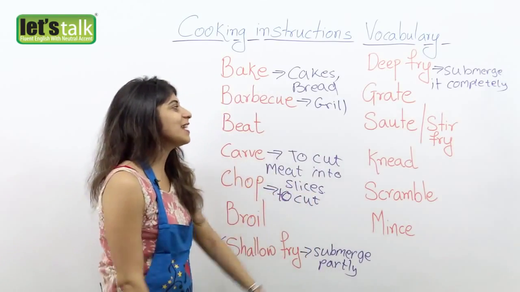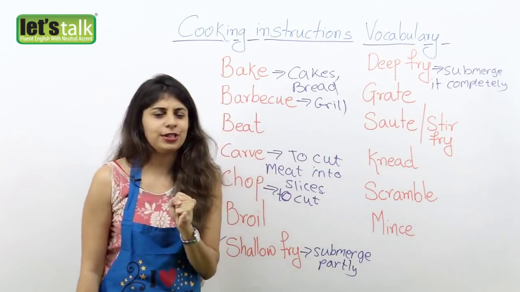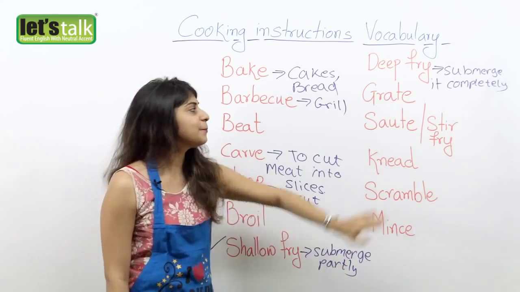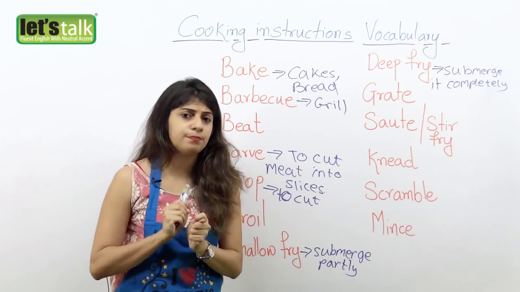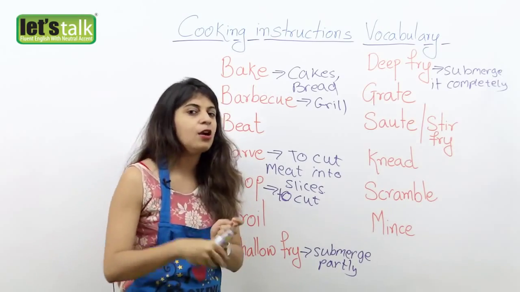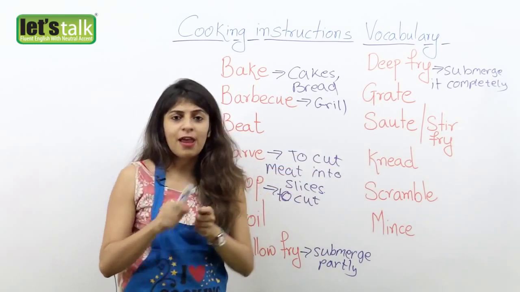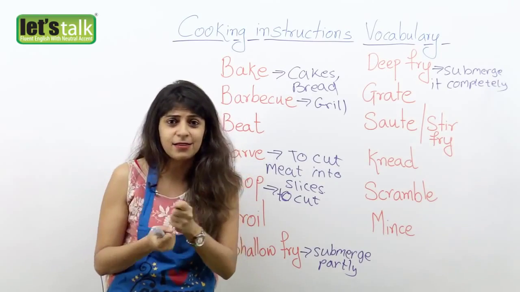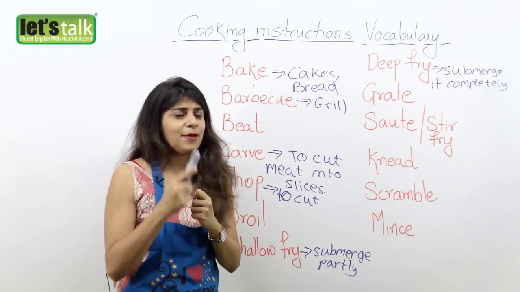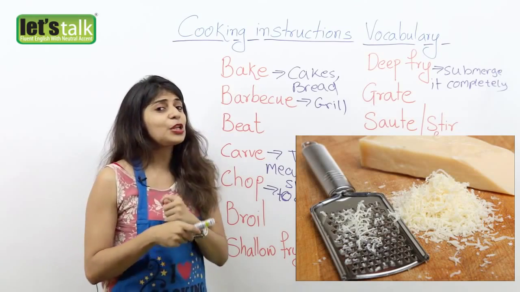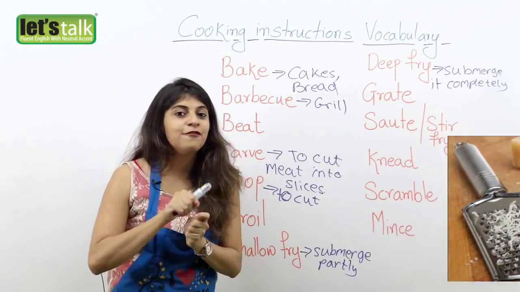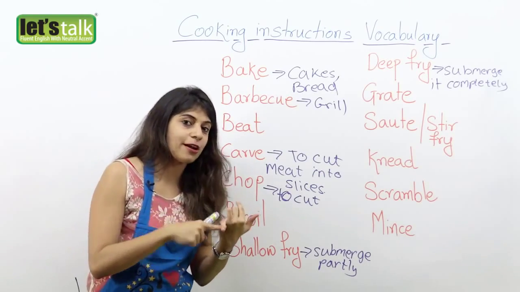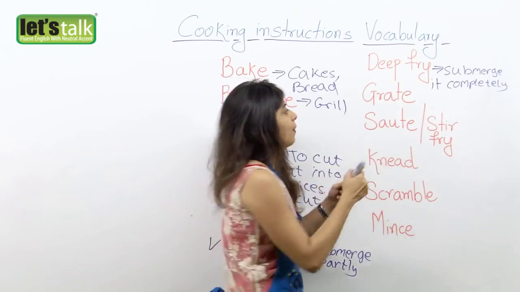Okay, now the next one is grate. Grated cheese. Wow, I totally love it. Now, grate means to shred food items, probably cheese or even chicken. So you shred it with the help of a grater. You know, you have these graters. I wish I had it with me. I could have showed it to you. But maybe you can just have a look at this picture here. So, grate means to shred food with a shredder or with a grater. It's either called a shredder or a grater.